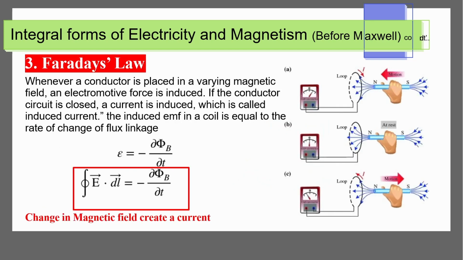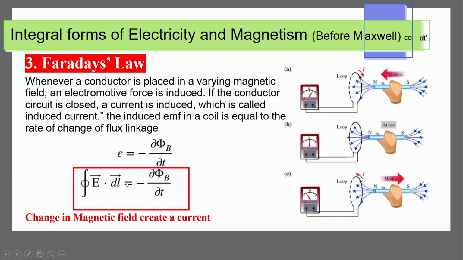Now let's move on to Faraday's law. Faraday's law is crucial for understanding how magnetic fields can produce electric fields. Faraday's law states that a changing magnetic flux through a surface induces an electromotive force in a loop surrounding that surface. Faraday's law can be mathematically expressed as this equation over here, where E stands for the electric field, dl is the path along which the electric field is occurring, and phi is the net magnetic flux.